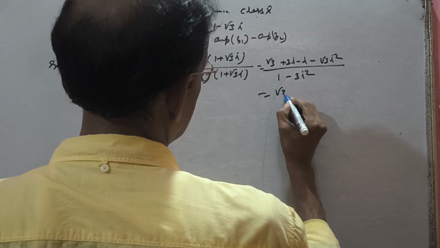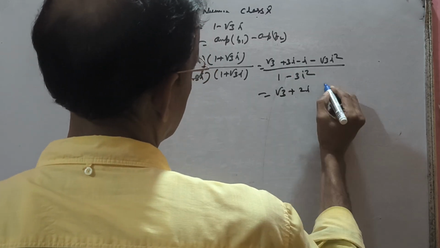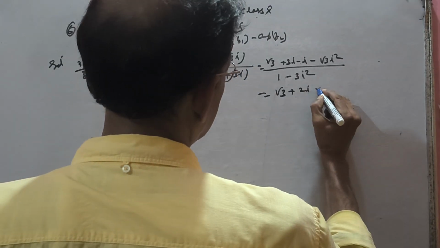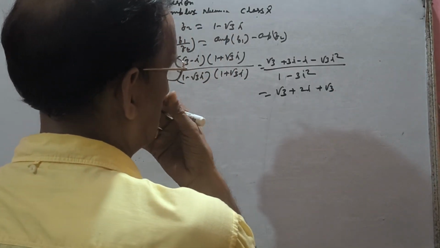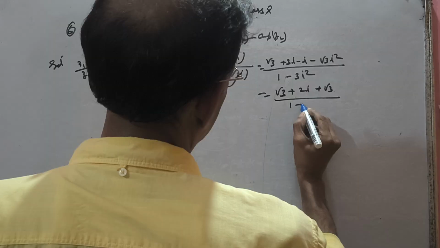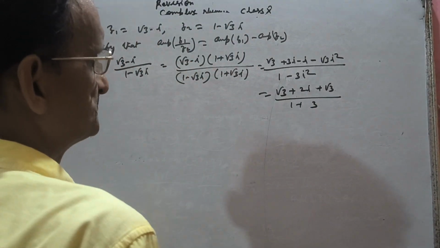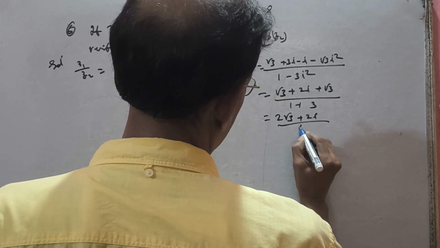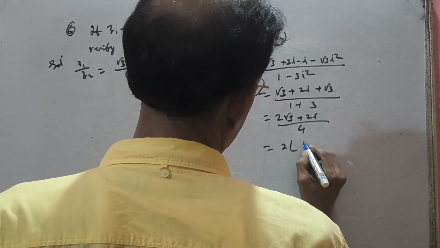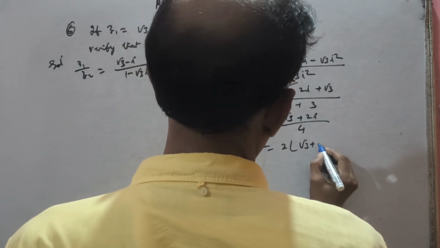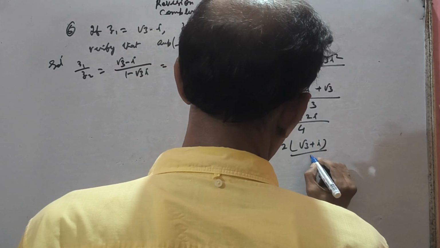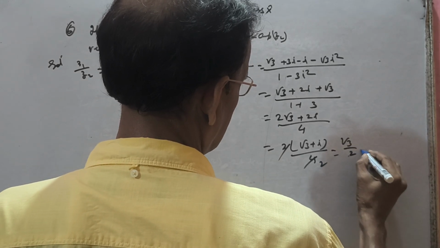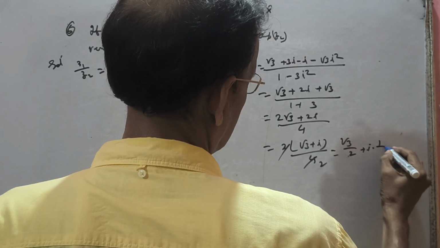So this is root 3 plus twice i, see here, twice i, and this will be plus root 3, i square is minus 1, by 1 plus 3. So how much do we get? 2 root 3 plus twice i by 4. So 2 is common. What will you get? Root 3 plus i by 4. So 2 is cancelled. What will you get? Root 3 by 2 plus i into 1 by 2.